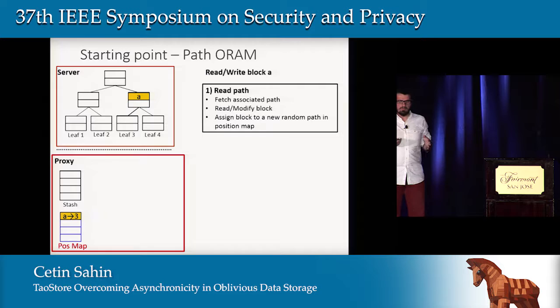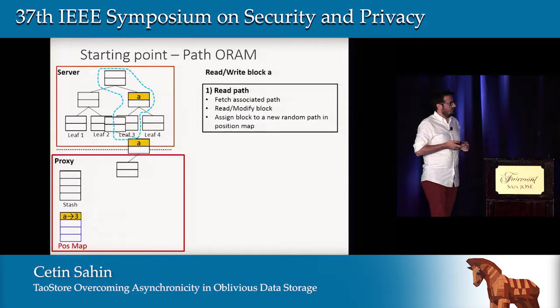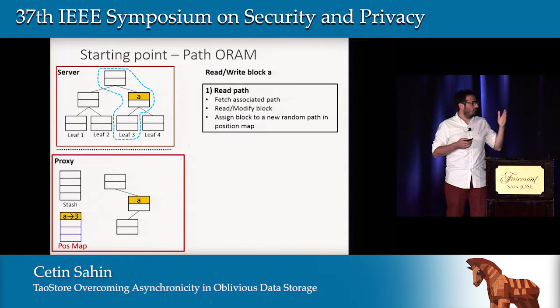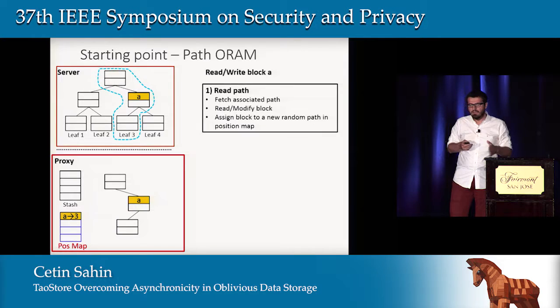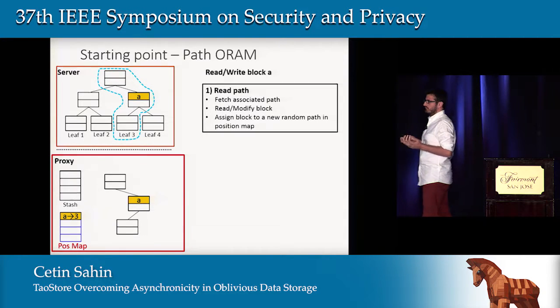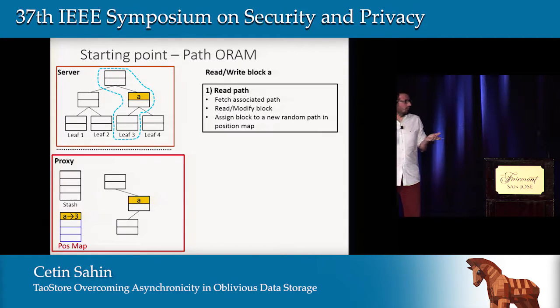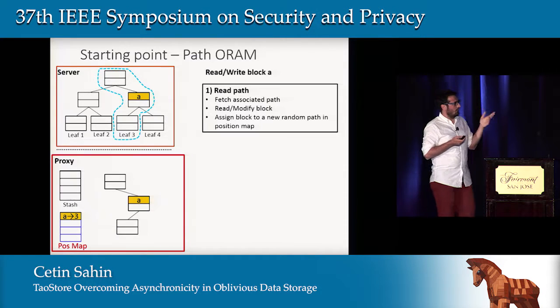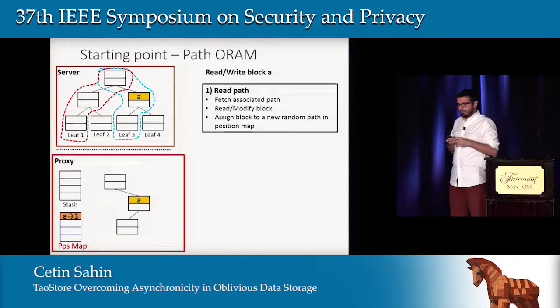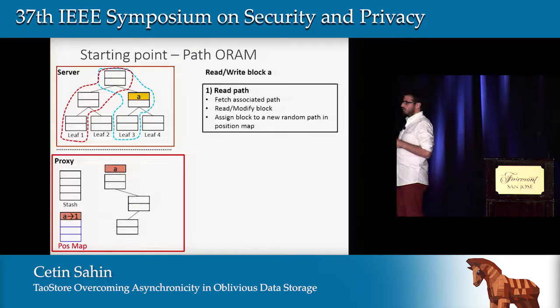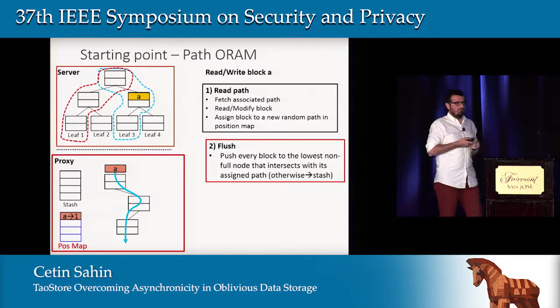When we would like to access item A here, we first need to fetch the associated path. Then we will do either a read or modify operation, so that will either update the block A or not. But then we will assign item A to a new random path in the position map.